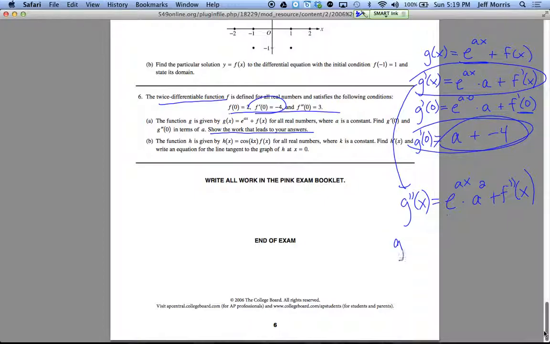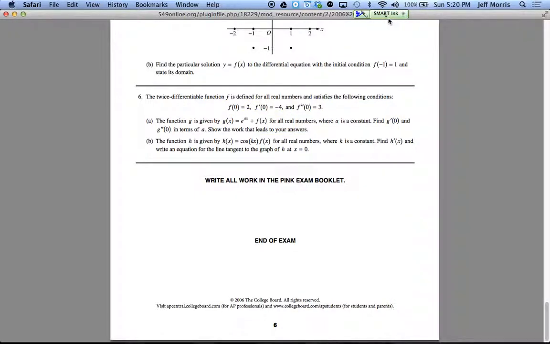Now we go g double prime of 0, which is going to be e to the 0 again, because 0 times a is 0, times a squared, plus f double prime of 0. What's f double prime of 0? 3. So we're going to have, what's the answer? A squared plus 3. There it is. There's g double prime of 0. Good job. Okay.